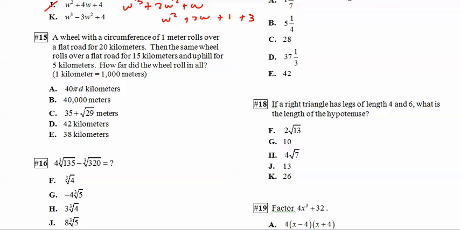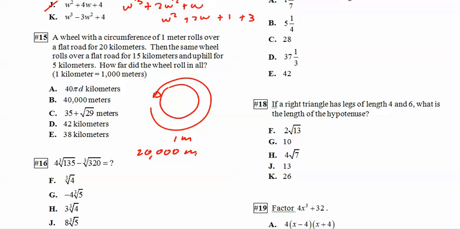A wheel with a circumference of 1 meter rolls over a flat road. So a wheel with a circumference, that was horrible, of 1 meter. So that's once around is 1 meter. Rolls over a flat road for 20 kilometers, also known as 20,000 meters. Same wheel rolls over a flat road for 15 kilometers and uphill for 5 kilometers. How far did the wheel roll in all?